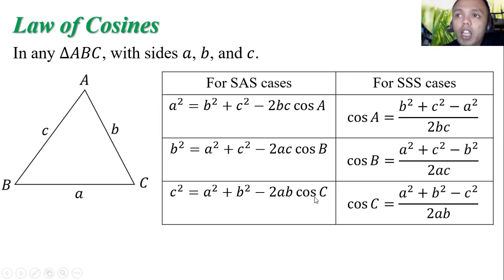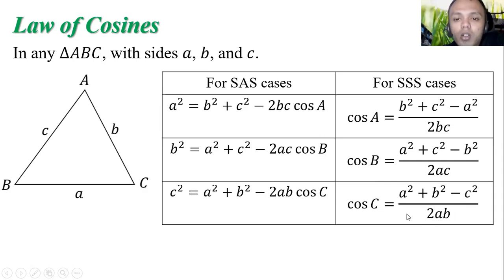For SSS cases, it is called SSS because the sides are given and the unknown is the angle. SAS cases are called that because two sides and the included angle are given. Now, when cosine A is missing, this is our formula: B squared plus C squared minus A squared over 2BC. When angle B is missing, we have cosine B equal to A squared plus C squared minus B squared over 2AC. For angle C, we have cosine C equal to A squared plus B squared minus C squared over 2AB.